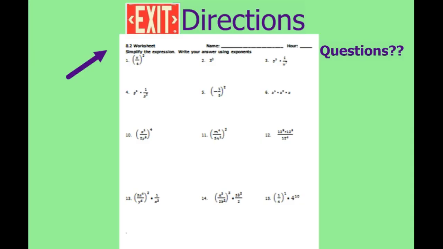Alright, your homework is a worksheet. You have to write whatever's in parentheses, whatever the exponent is. It tells you how many times to write it, and just simplify. Good luck.